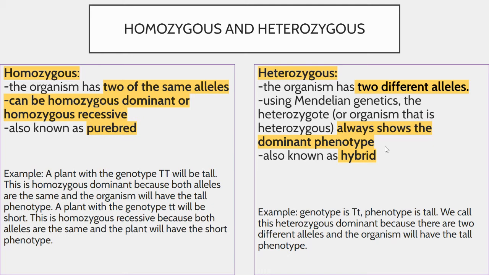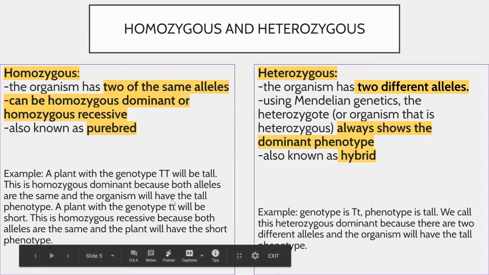So if you have a plant that has two big T's, it's going to be homozygous dominant for the trait for being tall. And if you have a plant that has little t, those are both the same. So it's going to be homozygous recessive, and it would appear as the phenotype to be short.